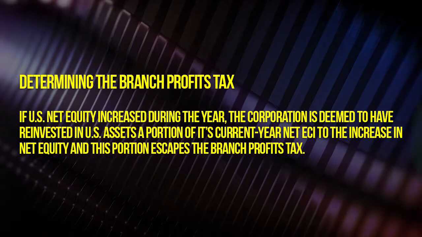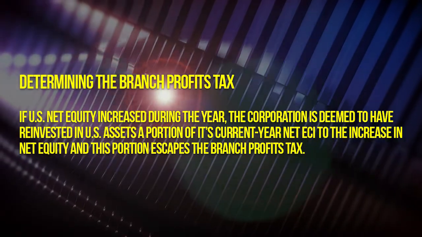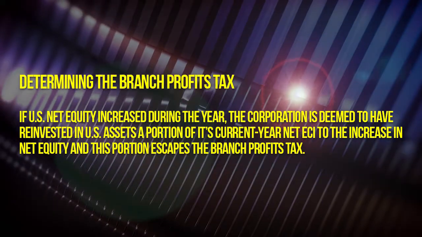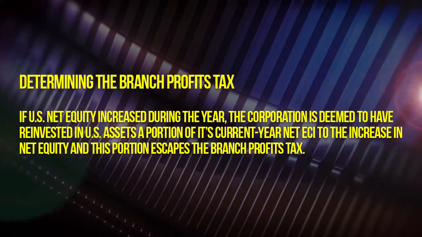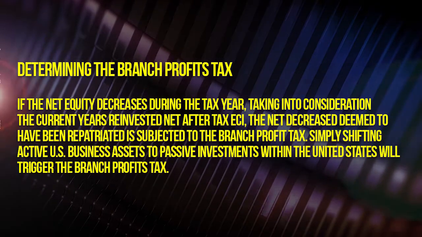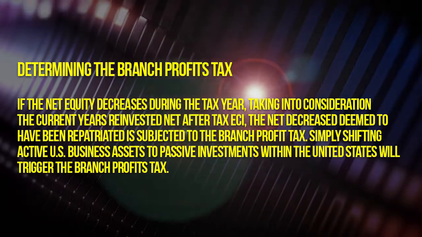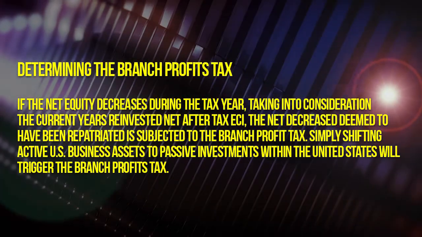If the net equity in the United States increases between the beginning of the year and the end of the year, this increase in net equity is viewed as additional investment in U.S. assets and escapes the branch profits tax. The increase in equity is seen as an investment in the current year's effectively connected income and therefore escapes branch profits tax. If the net equity decreases between the beginning of the year and the end of the year, the net decrease is deemed to have been repatriated back to the foreign parent and is subjected to the branch profits tax.